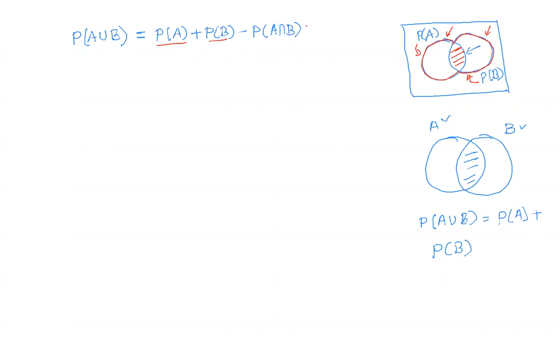Can you do an example? I will do many of them. Okay, probability of A intersection B.